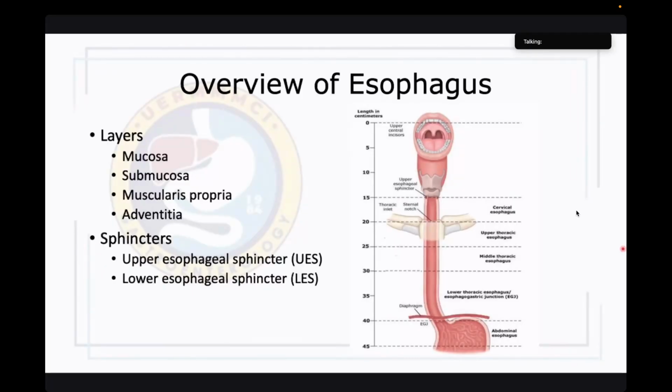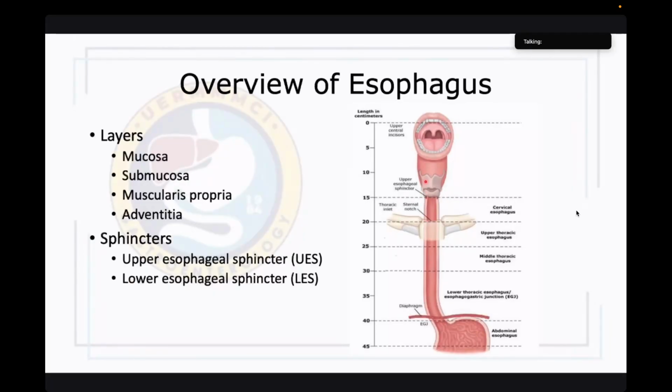Now, equally important are the sphincters. We have the upper esophageal sphincter. This is located just between the pharynx and the esophagus. And the main muscle for the upper esophageal sphincter is the cricopharyngeus muscle. So the upper esophageal sphincter opens during swallowing, and it prevents air from entering during breathing.